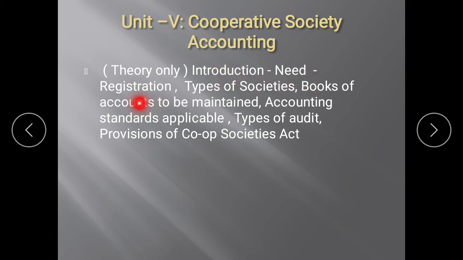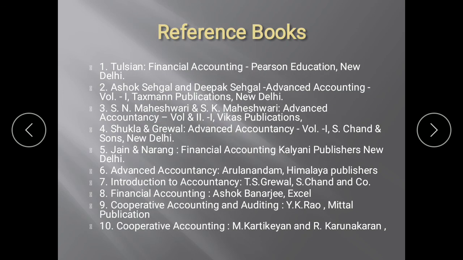Introduction part, need of registration, types of societies, books of accounts to be maintained, accounting standards applicable, types of audit, provisions of the Cooperative Society Act. We are going to deal with all these terminologies or items. So as you can see, it is purely theory based. There are no practical problems on this. So these are all the 5 units that we are going to study in our financial accounting subject. The first one is consignment, second one is branch account, third one is hire purchase, fourth unit is limited liability partnership, and finally cooperative society.